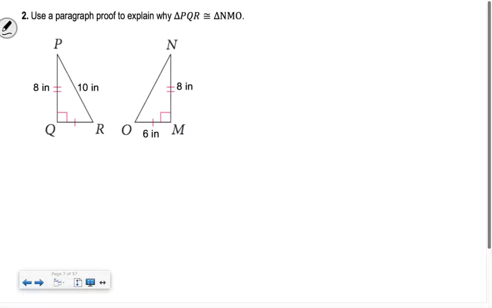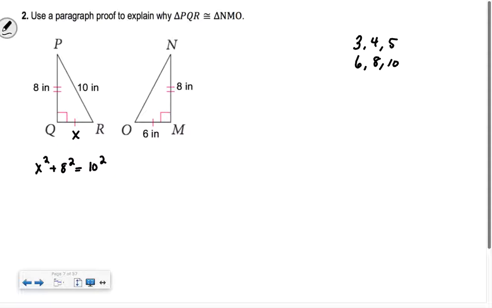So explain why these are true. All right, I won't make you do the whole paragraph proof here, but let's kind of talk through this. Why do these have to be the same? So I have 8 and I have 10. So if I want to find this measurement, x, I would say x squared plus 8 squared is equal to 10 squared. Do you guys remember my 3, 4, 5 trick? This is a 3, 4, 5 right triangle. It's just not using the numbers 3, 4, and 5. It was using 6, 8, and 10.